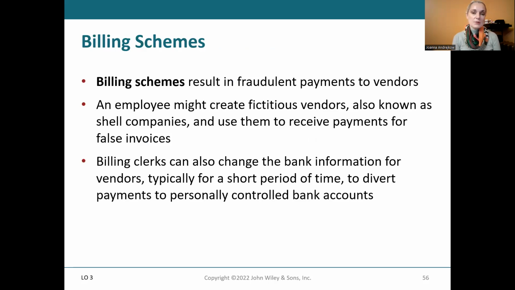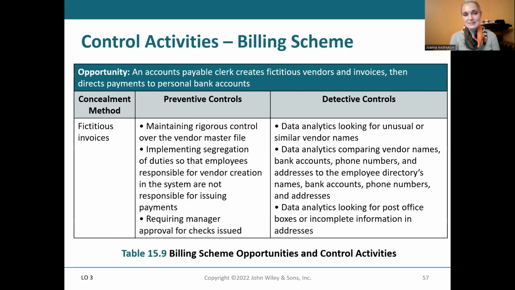Billing schemes result in fraudulent payments to vendors. So an employee might create fictitious vendors, also known as shell companies, and use them to receive payments for false invoices. Billing clerks can also change the bank information for vendors, typically for a short period of time, to divert payments meant for the actual vendor to their personal bank accounts.